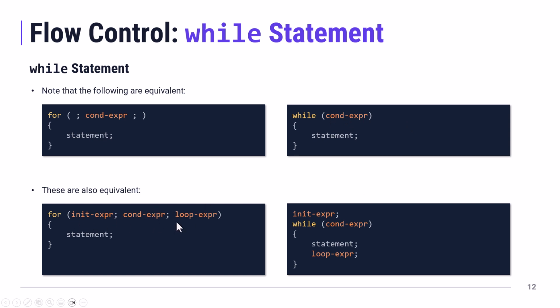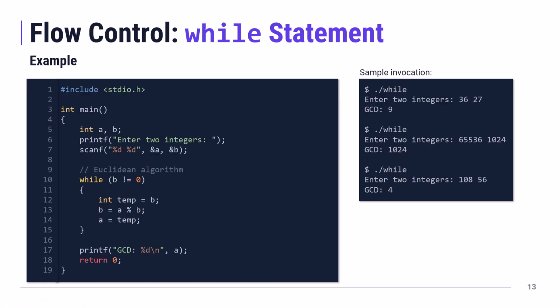If I've got my standard for loop, it's equivalent to this, where I initialize whatever variables I need to initialize before the loop. I then test my condition in the conditional expression. And then I execute my statement. After my statement or statements have been executed, I run my loop expression to update my counter variables. Simple example here of a while loop.